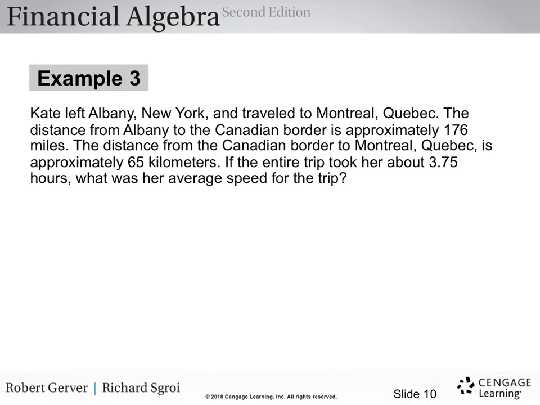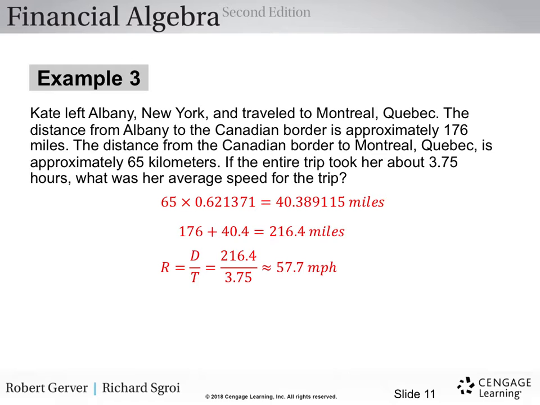Okay, so now we're going to be traveling north. So our next example, Kate left Albany, New York, and traveled to Montreal, Quebec. The distance from Albany to the Canadian border is approximately 176 miles. The distance from the Canadian border to Montreal, Quebec is approximately 65 kilometers. Now remember, Canada uses the metric system while we use the English, or whatever you want to call it, system. It's not really the English system anymore, since England doesn't use it. If the entire trip took her about 3.75 hours, what was her average speed for the trip?